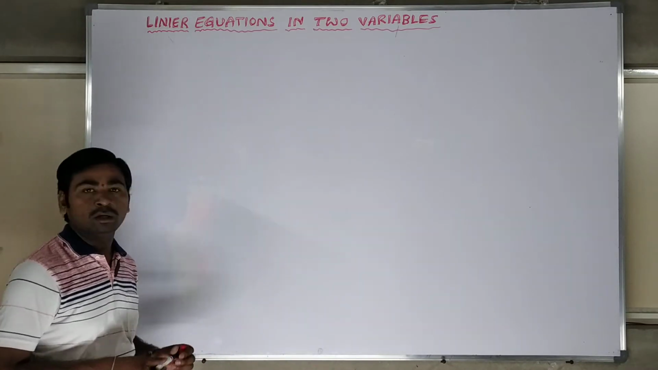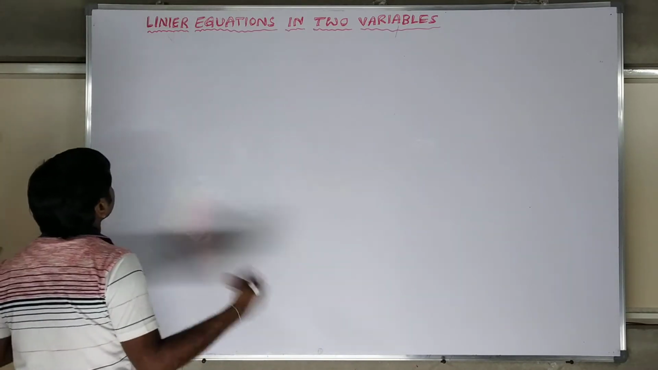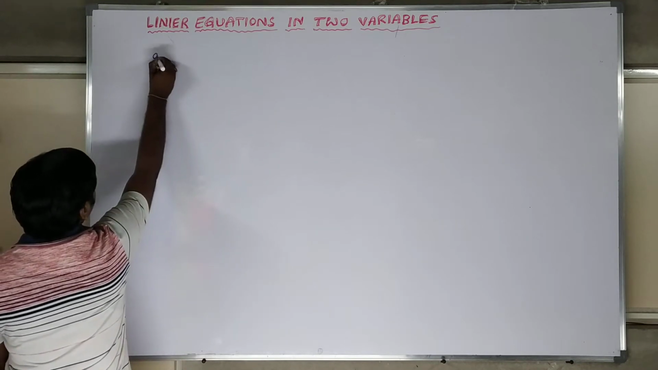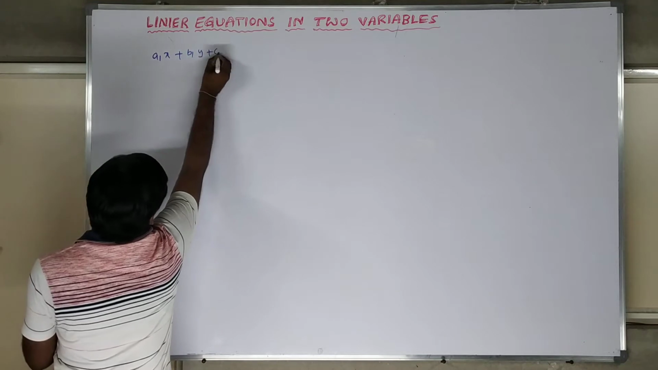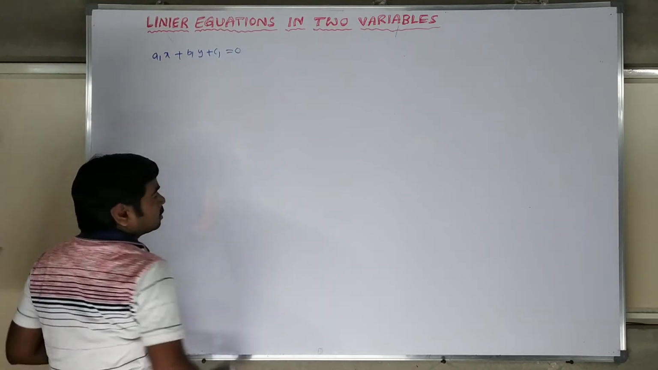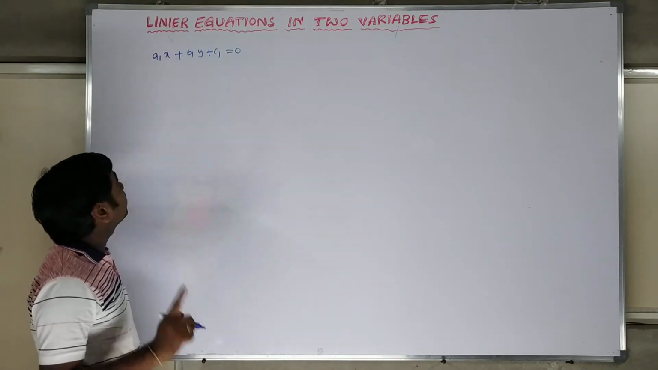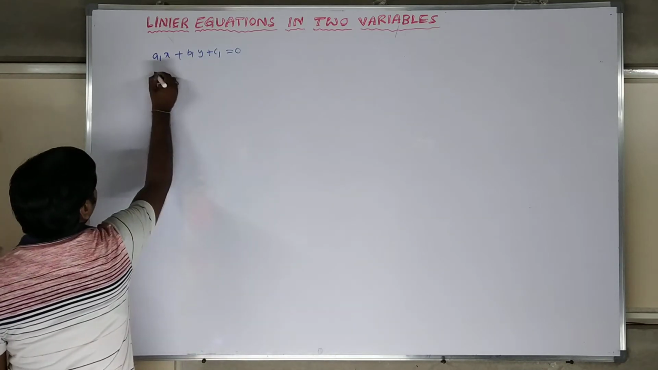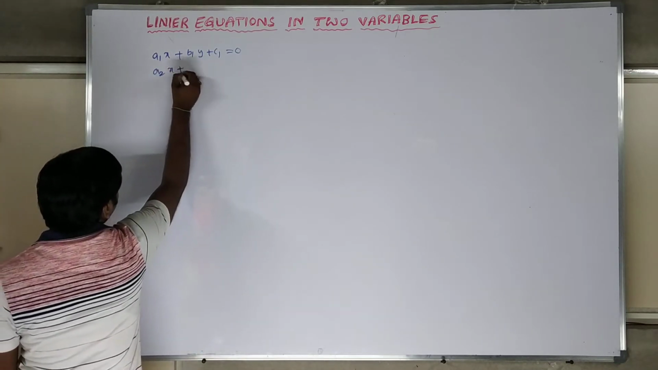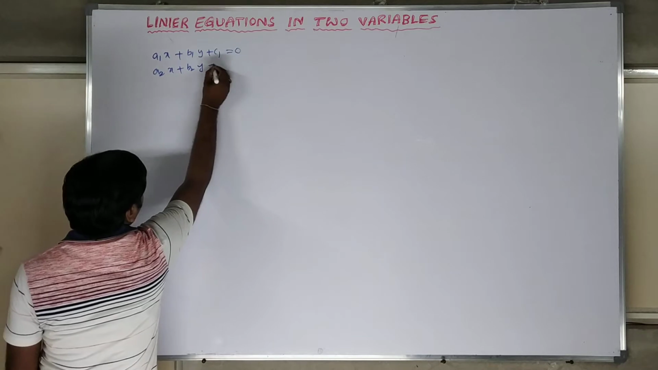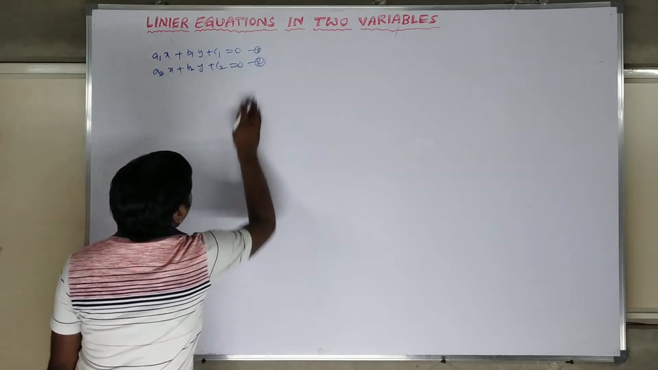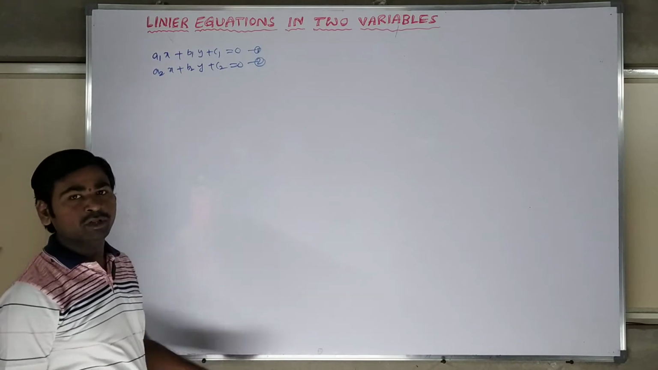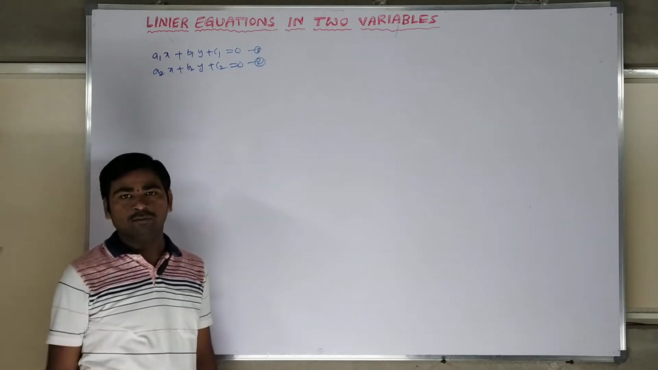So let us take an example. As we know for linear equations, let the first equation be a1x plus b1y plus c1 is equal to 0. This is a linear equation in two variables x and y, equation number 1. Let us take the other equation a2x plus b2y plus c2 is equal to 0. These are the two equations in two variables, so we are ready to solve them.